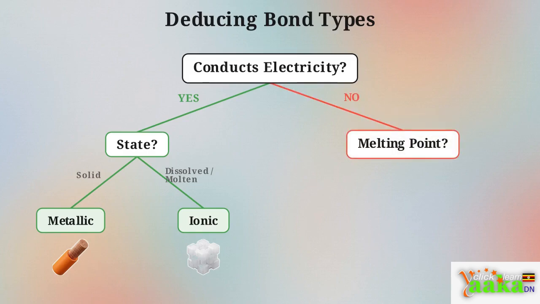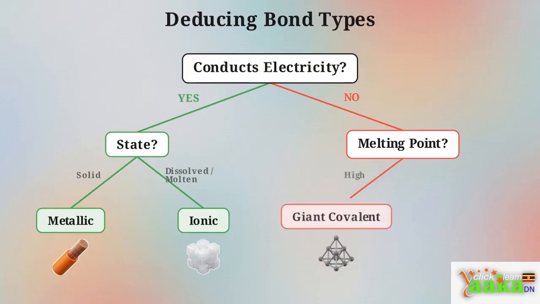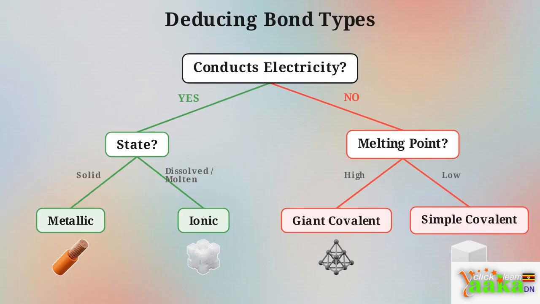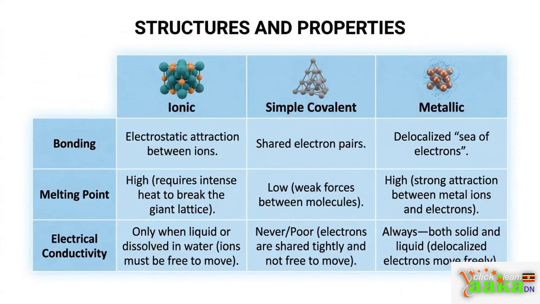Step 2. If it does not conduct electricity, check the melting point. High heat resistance points to a giant covalent structure, like diamond or sand. A low melting point means it is a simple covalent structure, like sugar or wax. This summary table maps exactly how these properties align with ionic, simple covalent, and metallic bonds. Take a screenshot now to use for your exam preparation.